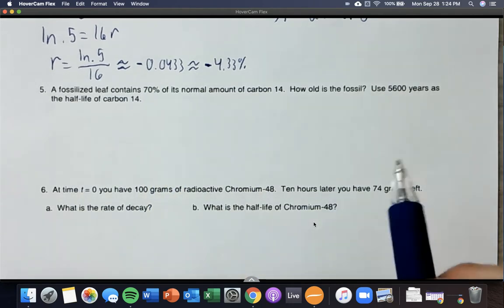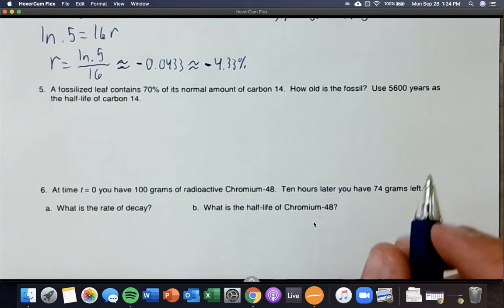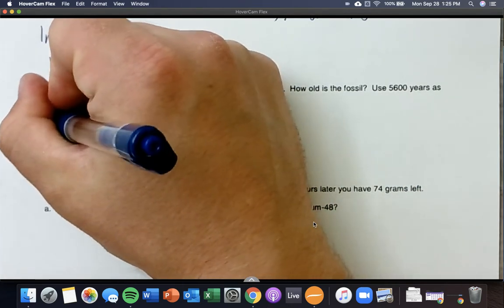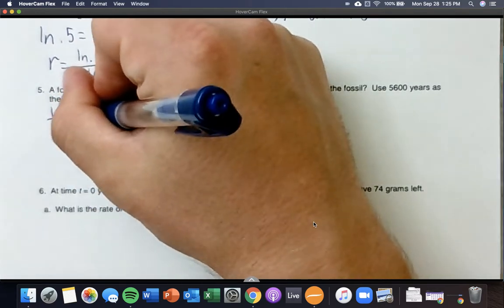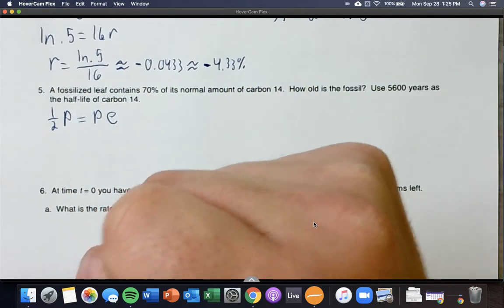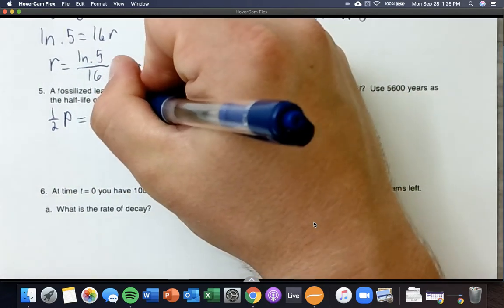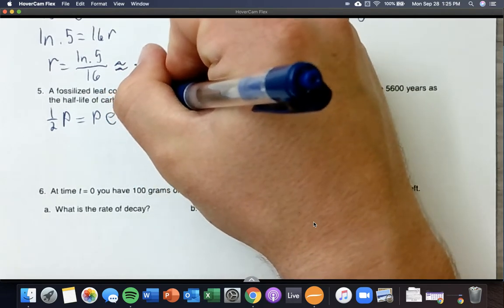Right, so we know it would take 5,600 years for half of it to decay. So we can use that half-life equation where half of the original is going to be equal to the original times e raised to the rate times the time, which is 5,600.